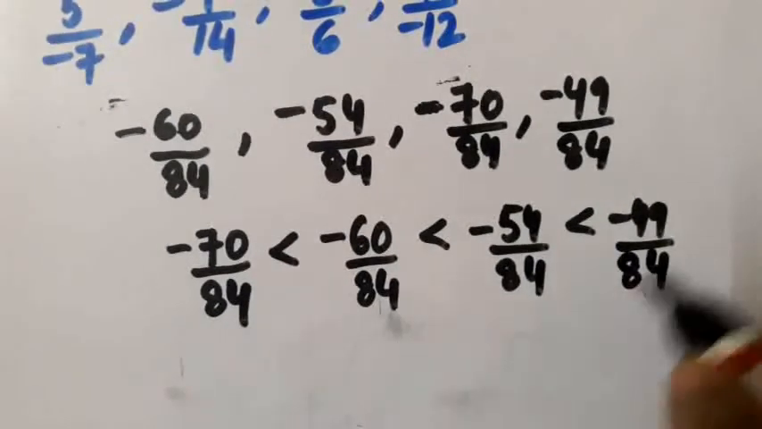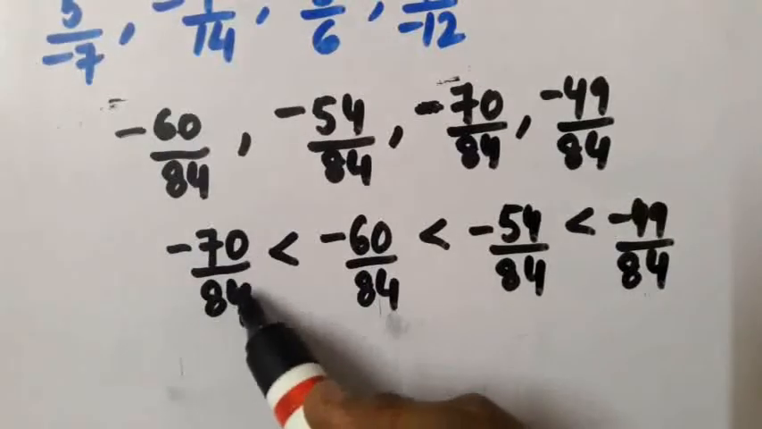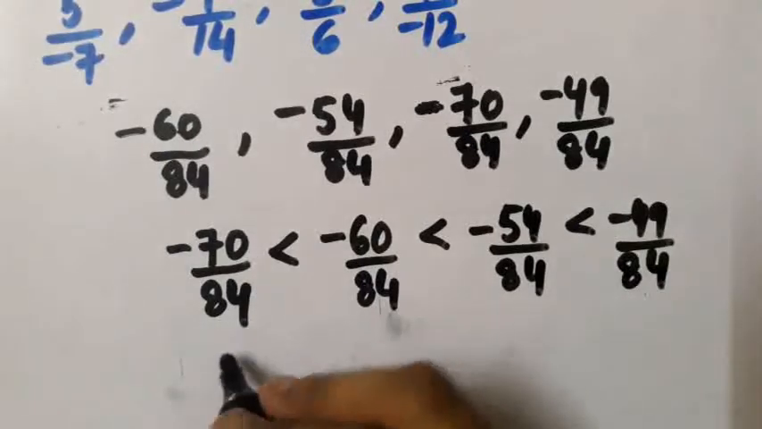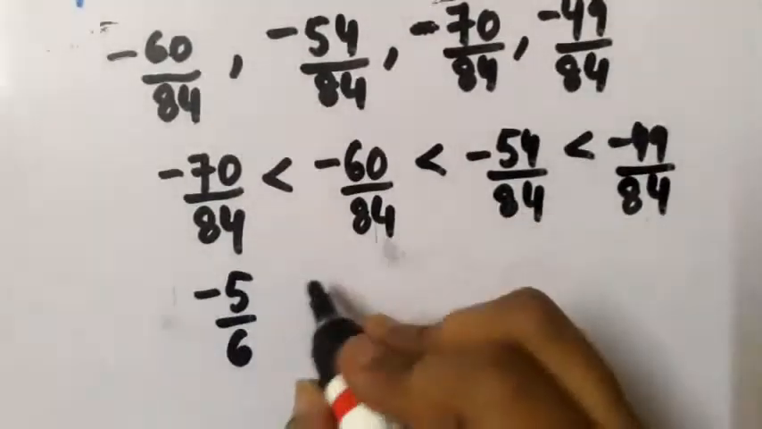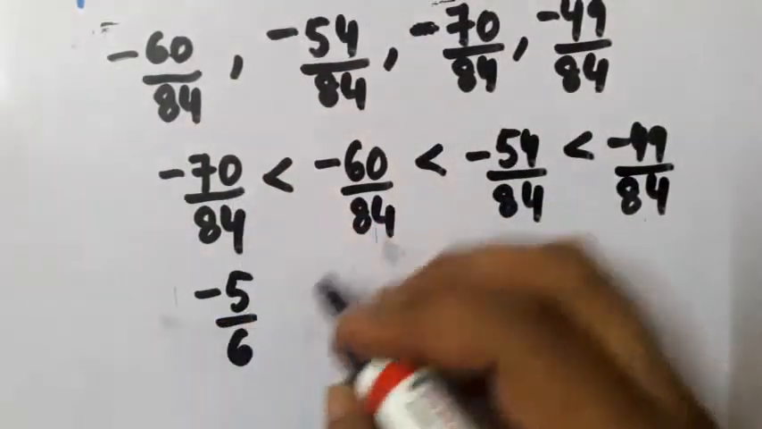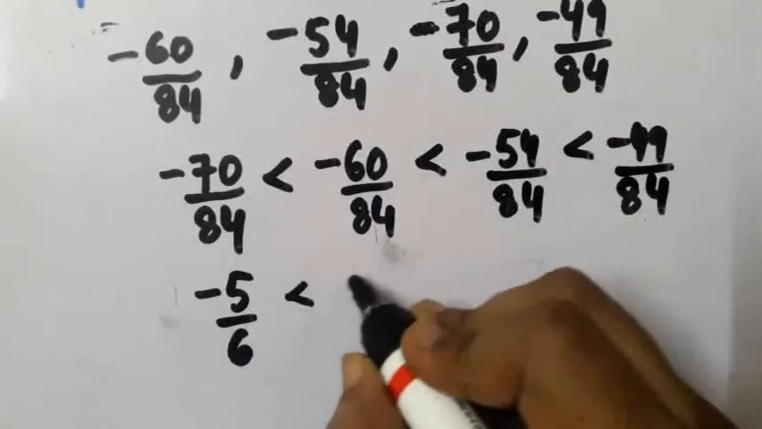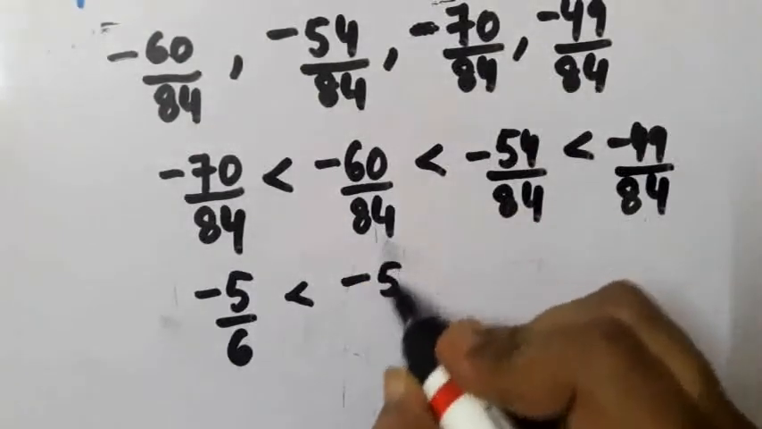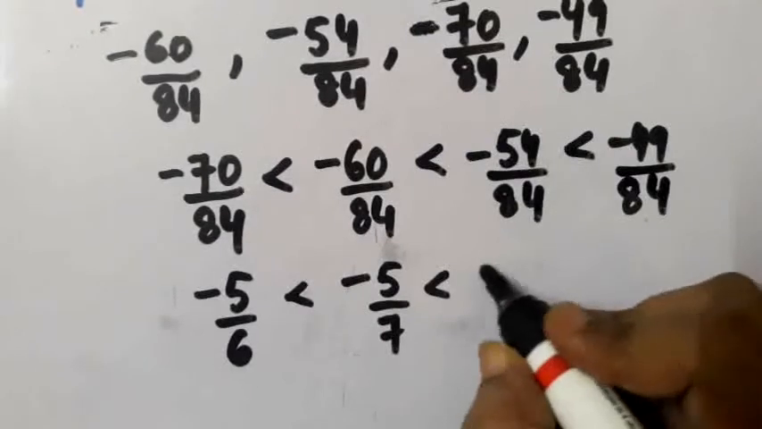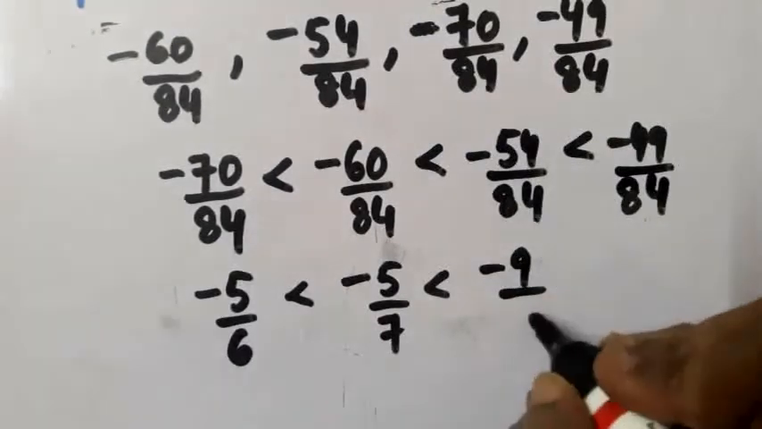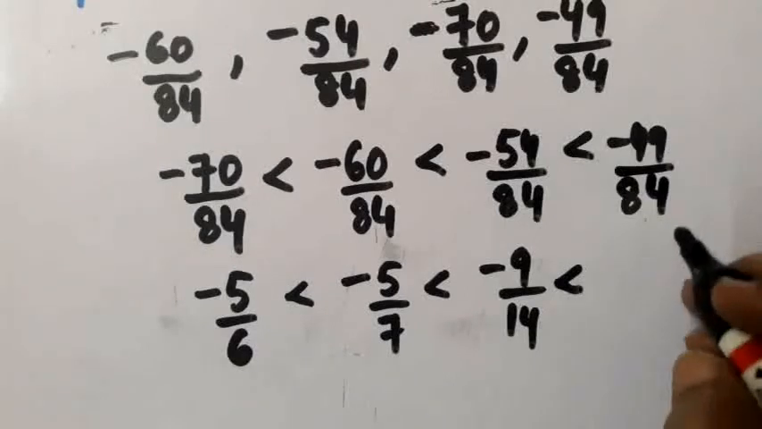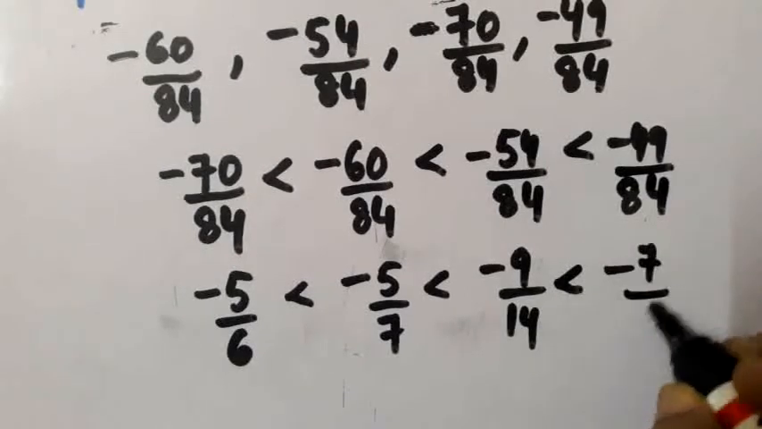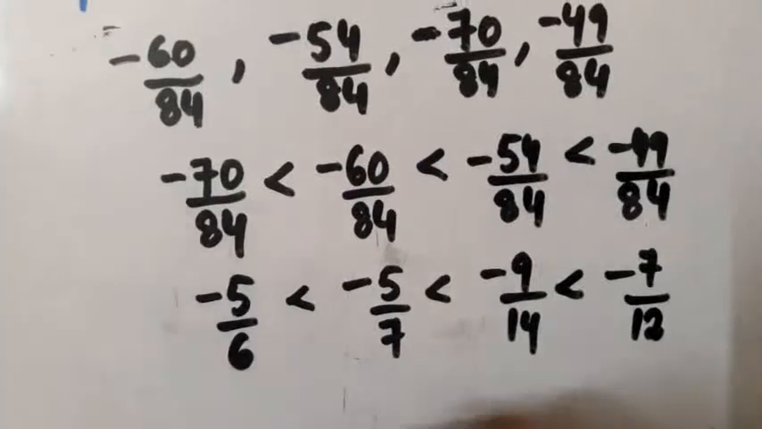So this is how you got it. Now you also need to write what these are. Minus 70 by 84 is minus 5 by 6. Then minus 60 by 84 is minus 5 by 7, which is less than minus 54 by 84, that is minus 9 by 14. Then minus 49 by 84 is minus 7 by 12. So this is how you arrange rational numbers in ascending order.